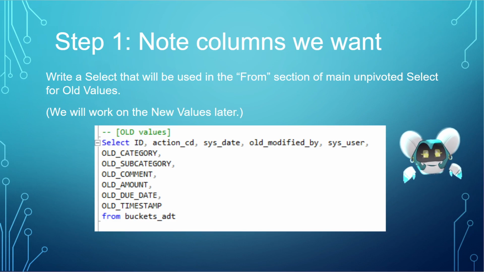So for step 1, let's note all of the columns that we care to show in the view. This is good where in your audit table, you might be tracking all of the values within the original table, but for your view, you can already filter down to just what you care about.